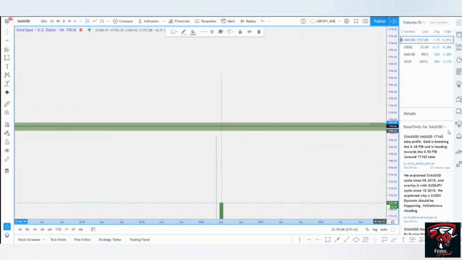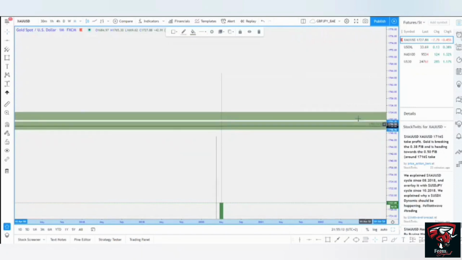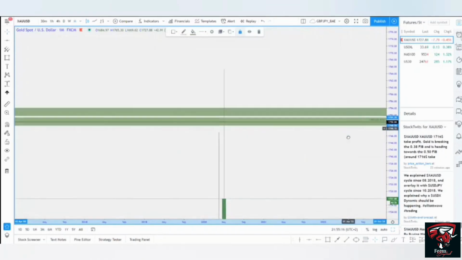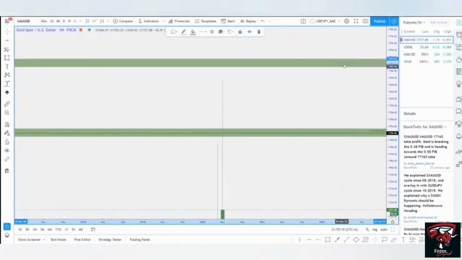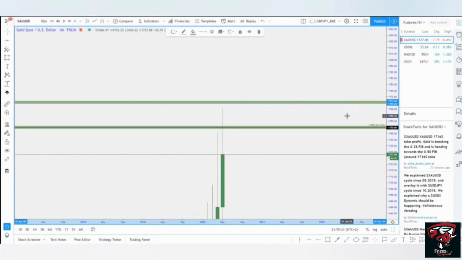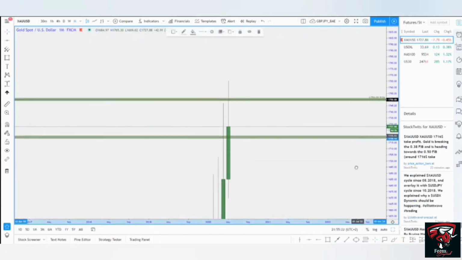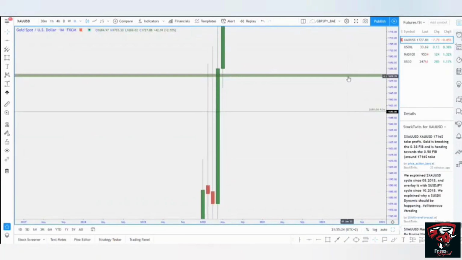So this one is on the monthly. After doing that, Control C, Control V, and click the lock button. That automatically locks the one that you drew, and you can just drag this across the other levels.